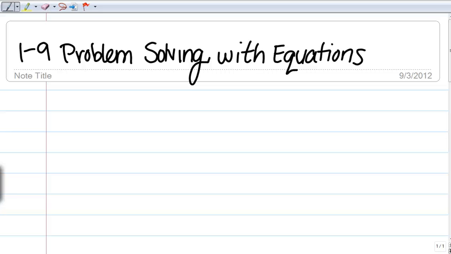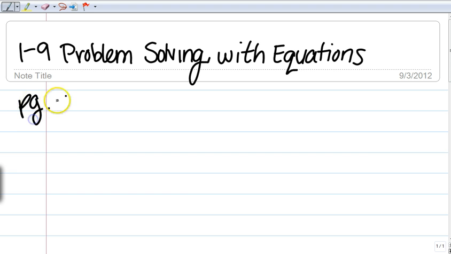Today we're doing 1-9 problem solving with equations. It's very similar to yesterday, except you're actually going to have enough information to solve these problems to get an actual number.